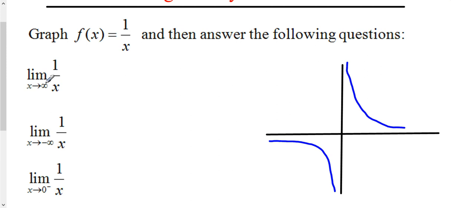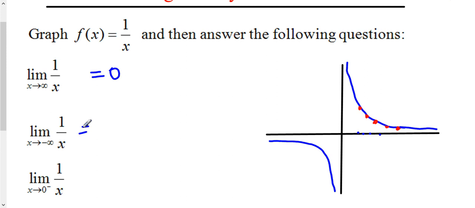So again, x goes to infinity, meaning x gets larger and larger without a bound. So if you follow on this curve, x values, look at what's happening to the y values. As x gets larger and larger and larger, what is happening to the y values? They're getting smaller and smaller, right? So in the limiting case, they're approaching 0. So this limit is going to be 0.